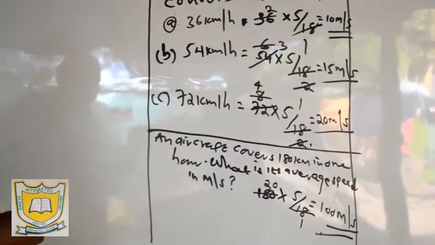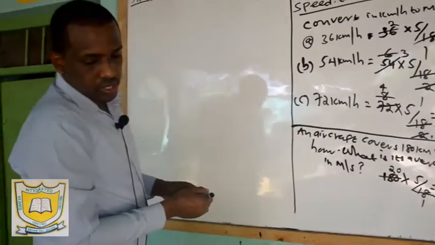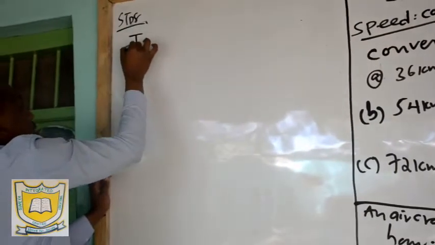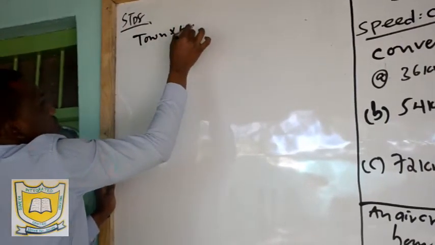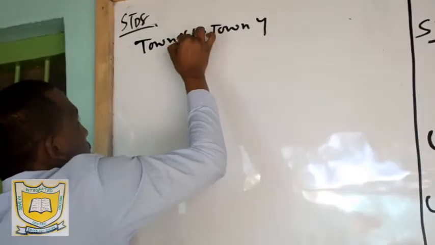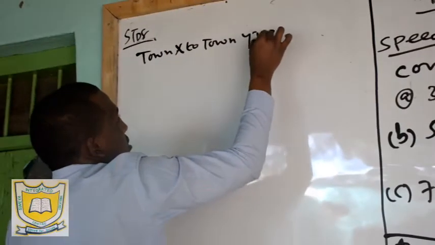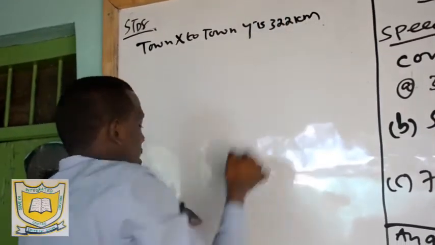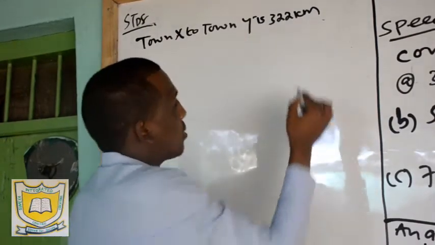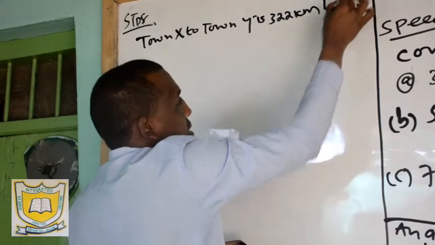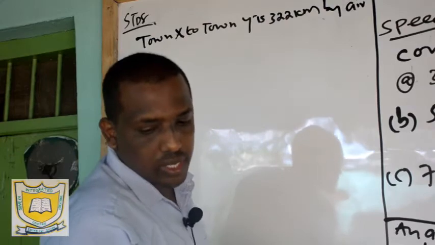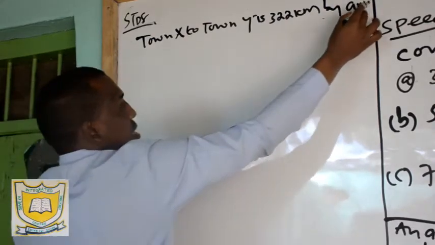There's another question here. You are told town X to town Y is 322 kilometers, by air. That's an aeroplane. Then you are told a plane left town X at 7:30 a.m.